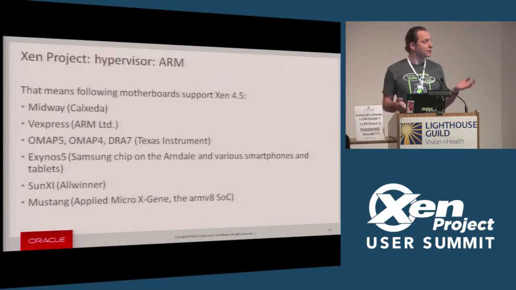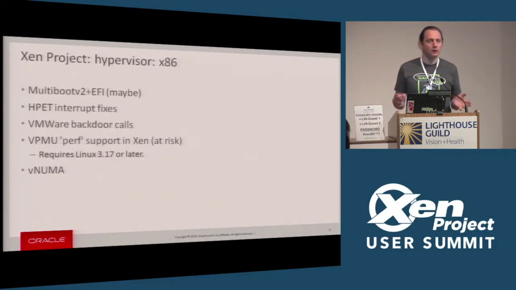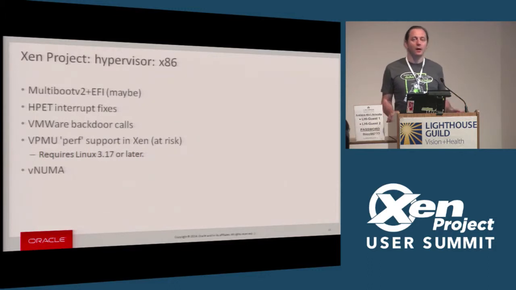There are some where it's pretty obvious which ones will be supported by Xen 4.6. So here's your list. If you look out on eBay or whatnot, and you want to purchase a motherboard, pick from these ones. The one I seem to have forgotten is the Cubitron, but that's fine. All right, so that's the ARM world. No questions about that? All right, great.